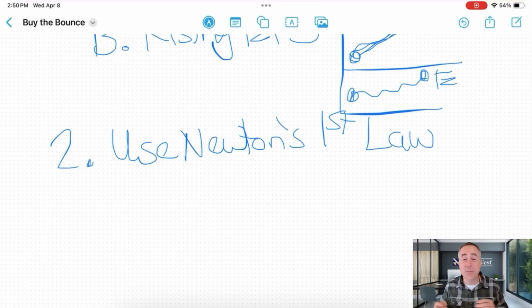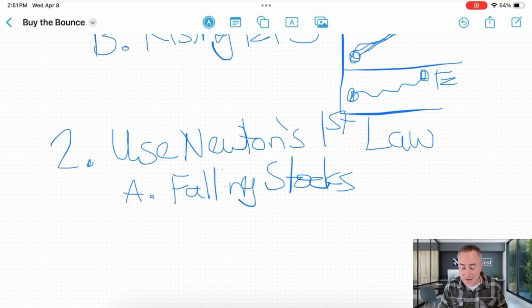That's the mistake behind buying the dip. People see the stock's price come down and think, oh, this must be a better deal now. Look how cheap it is. But just because the stock's price is dropping doesn't mean it's a great opportunity. So keep in mind when you're thinking of Newton's first law that A, falling stocks tend to keep falling.